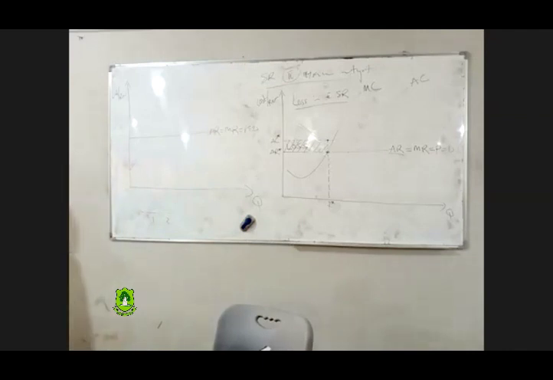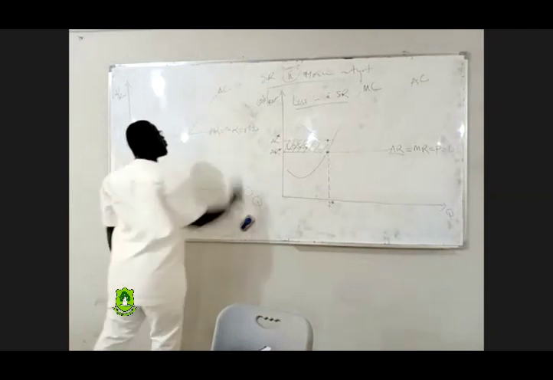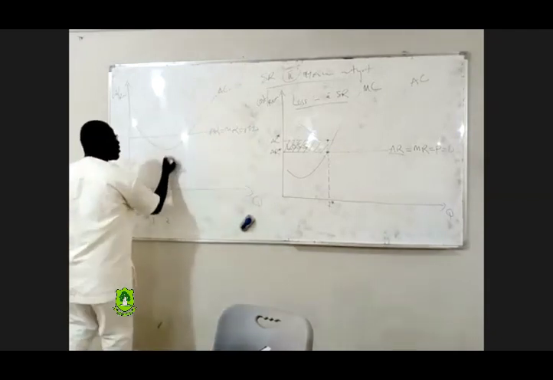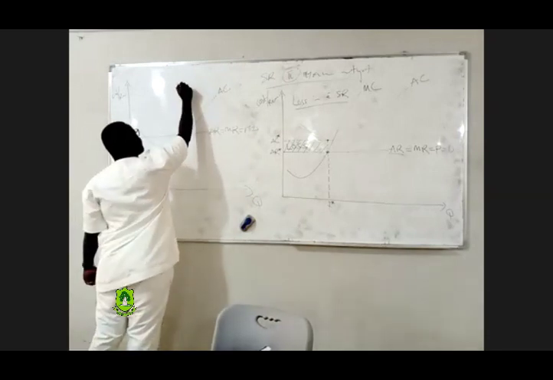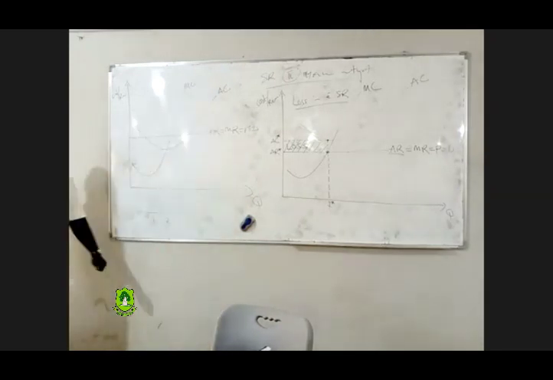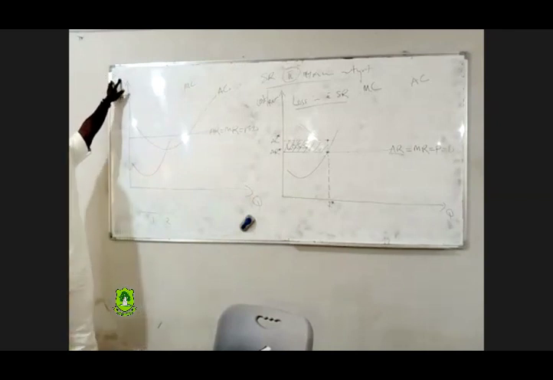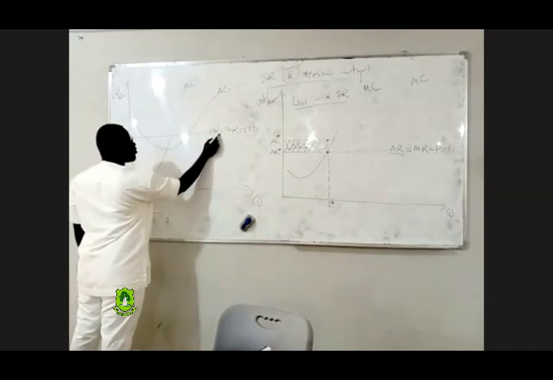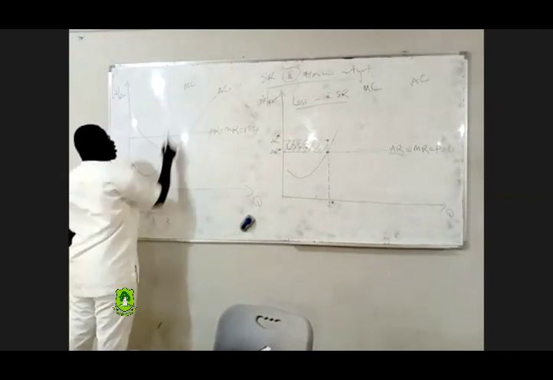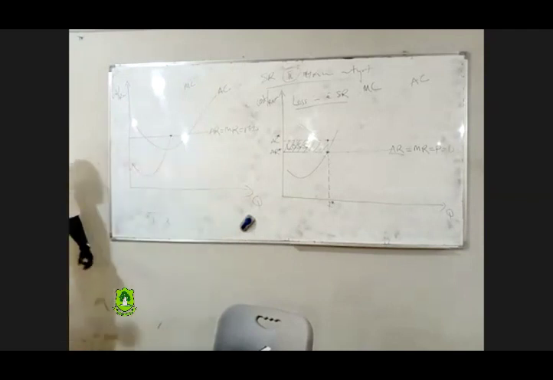So here we have, here will be our what? Average cost. Marginal cost should cut it from the minimum point. So this will be our marginal cost. So remember, the first condition is to look for a point where the marginal revenue equals the marginal cost. This is the marginal revenue, okay, equals the marginal cost. This is the point of intersection.